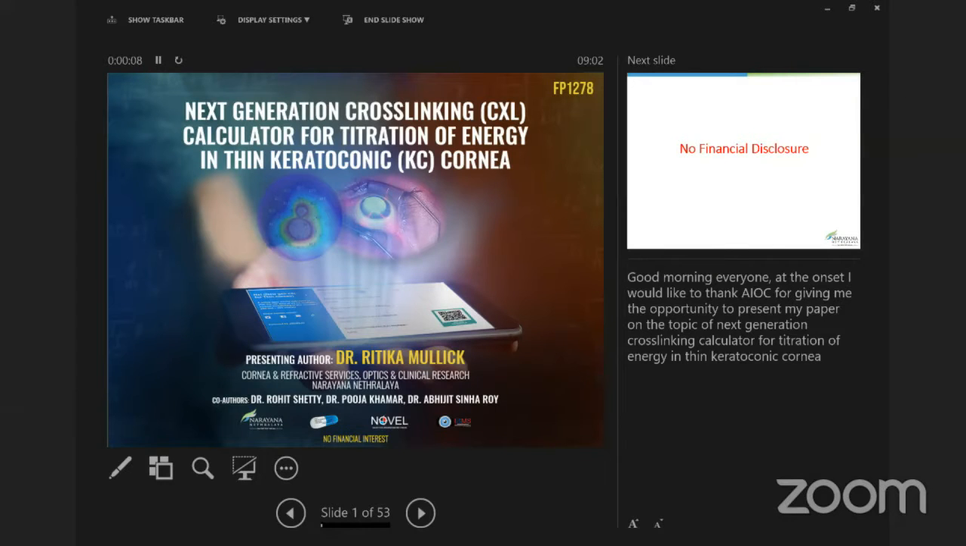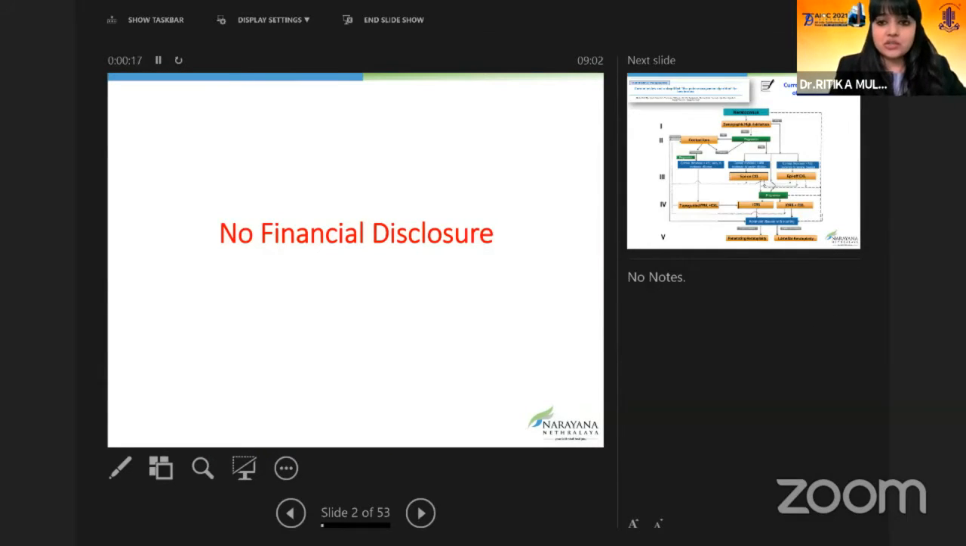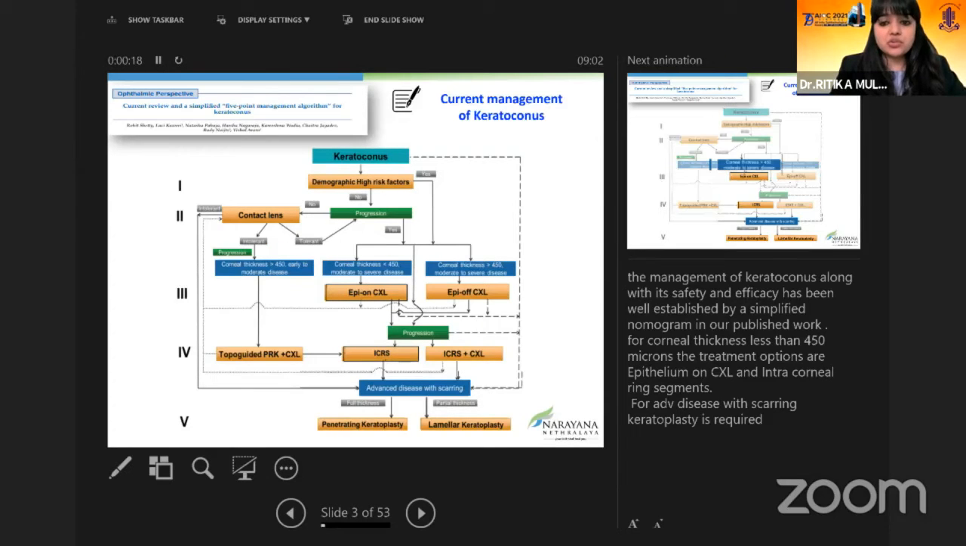My paper is on the next generation cross-linking calculator for titration of energy in thin keratoconic cornea. I have no financial disclosures. The management of keratoconus, along with its safety and efficacy, has been well established by previously published work.